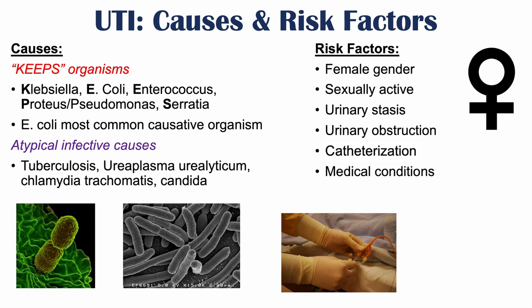And then certain medical conditions can increase the risk for UTI. Medical conditions that increase the risk of getting infections in general. These can include diabetes and other immunocompromised states as well. And then pregnancy can also increase the risk for getting a UTI. And this is mostly due to hormonal changes during pregnancy that can lead to urinary stasis.